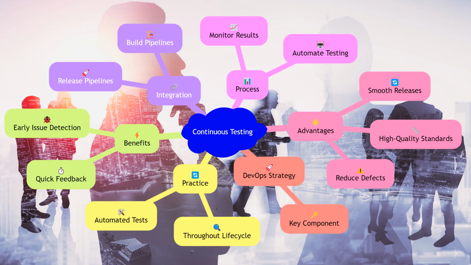Continuous testing is the practice of running automated tests throughout the software development lifecycle. This approach ensures that code changes are continuously validated, providing quick feedback to developers and catching issues early. Continuous testing involves integrating various types of tests into the build and release pipelines, automating the testing process, and monitoring test results. By adopting continuous testing, teams can maintain high-quality standards, reduce the risk of defects, and ensure a smooth and reliable release process. Continuous testing is a key component of a successful DevOps strategy.